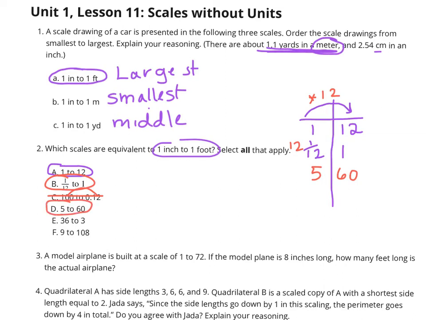From 36 to 3, there is a relationship there, right? But it's to multiply this way or divide this way, so not equivalent to the other scale. And from 9 to 108, yeah, if I multiply 9 by 12, I get 108. All right, so we have 4 different answers, 4 different choices for that question.